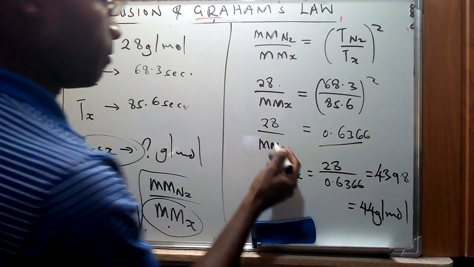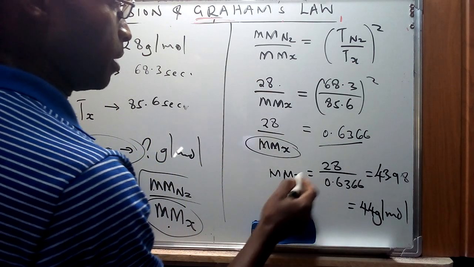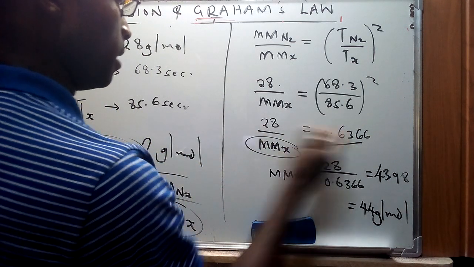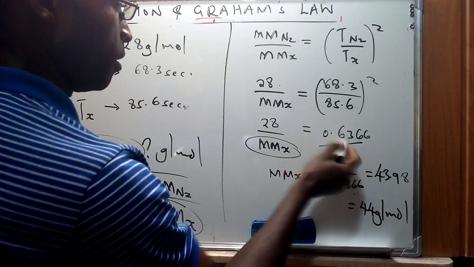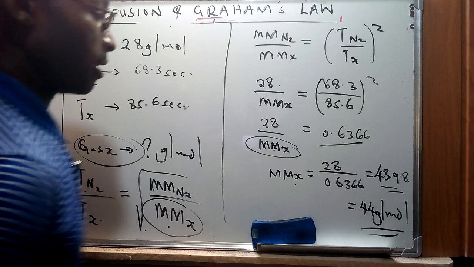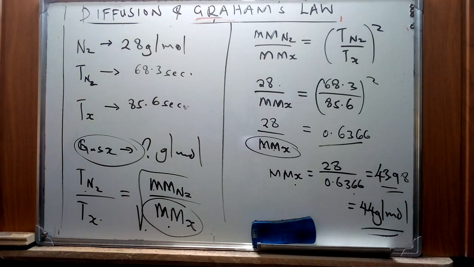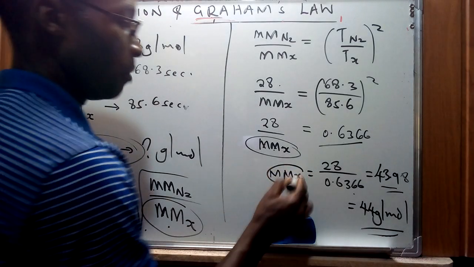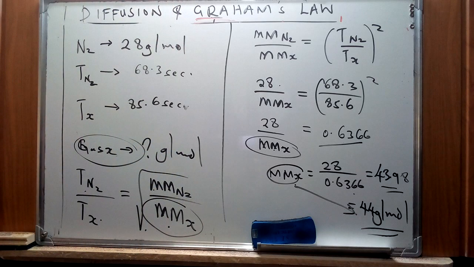The square of this is going to give us this figure. So therefore, we're going to make this the subject of the formula and do a substitution by just doing a division in order to find 43.98, which is basically going to give us the molecular mass for X being 44 grams per mole.